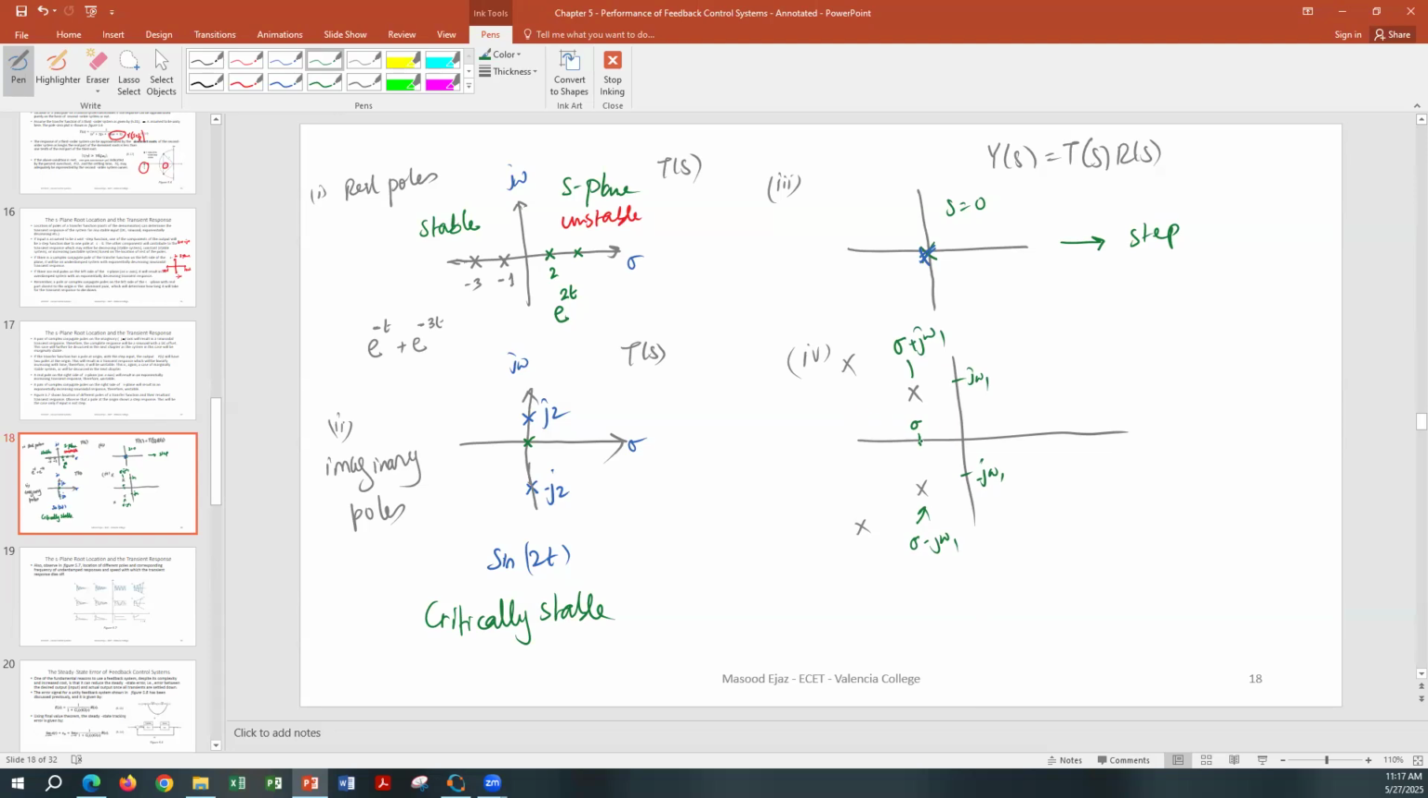Let's say this is sigma 1 and this is sigma 2. As we discussed, the closer this value is to the origin, the longer the response is going to last, and as this value moves away from the origin, the response is going to die quicker.